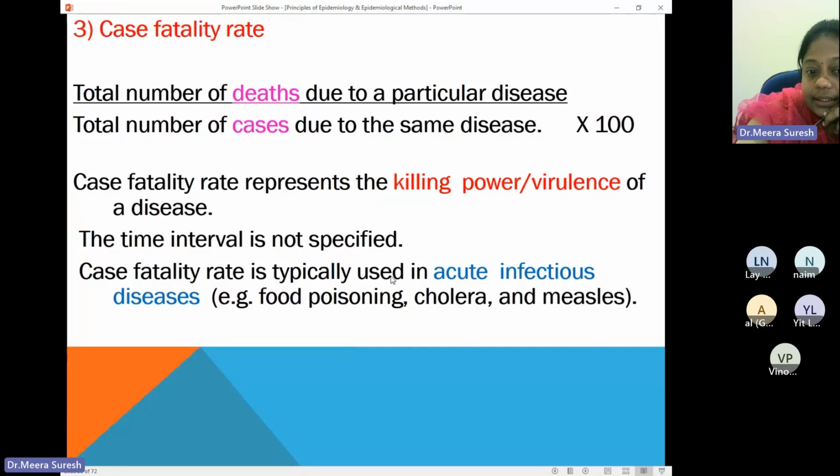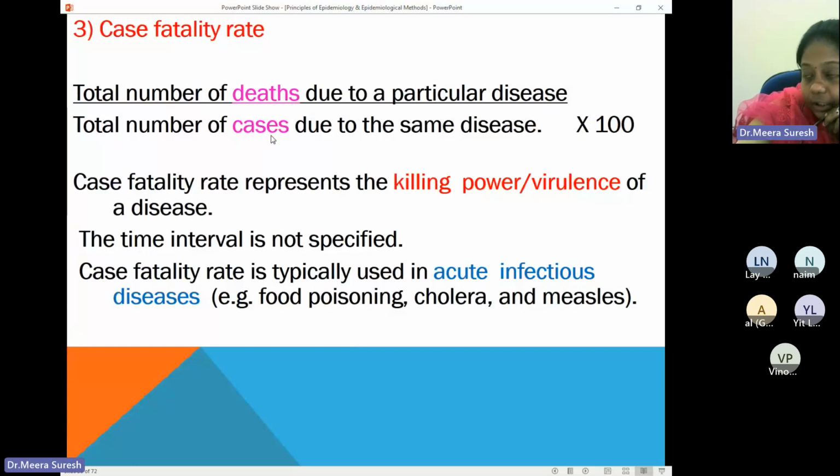And case fatality rate is usually used for acute infectious diseases like food poisoning, cholera, measles, etc. Or in case of COVID-19, if you remember the case fatality rate at that time, they would be calculating every day or maybe every week what is the total number of cases, so the people that are affected because of the disease, and the number of deaths that happened due to that particular disease. So that gives the case fatality rate.